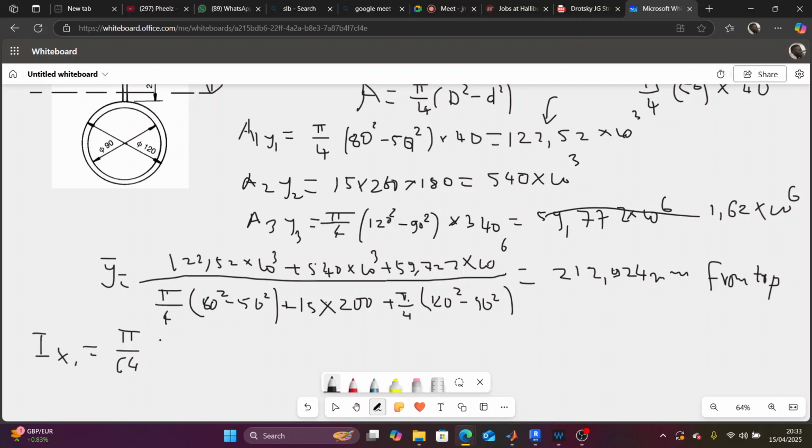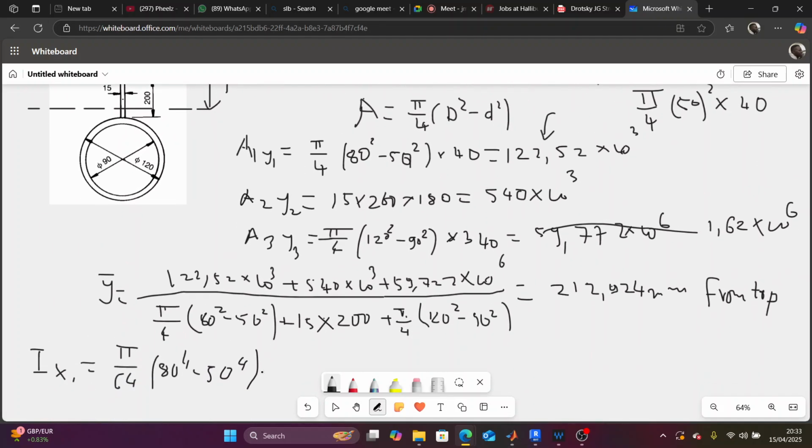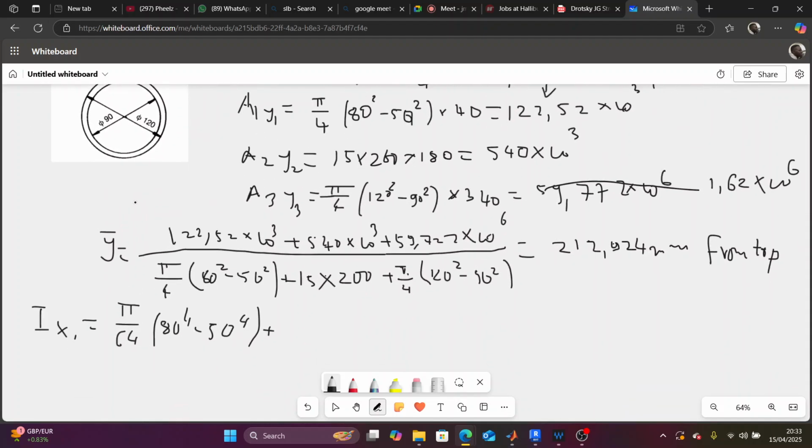First we start by writing the I for the aluminium, which is pi over 64. What is the big diameter? 84 minus 54, right? Now plus what? Area. The parallel axis theorem says that Ix is equal to I of that shape plus the area times h square.